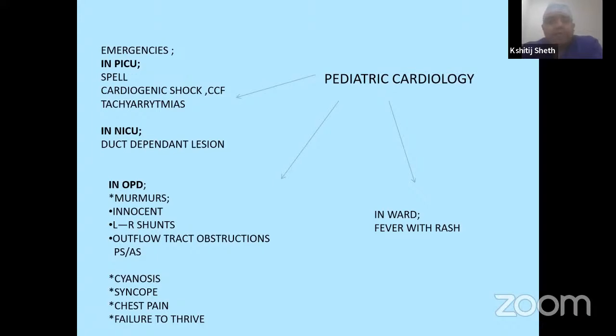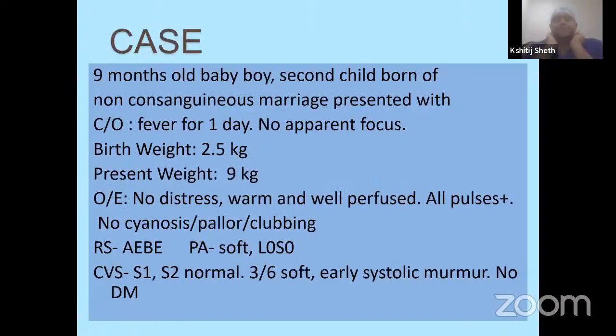In NICU, we see patients with duct-dependent circulation, like duct-dependent systemic circulation, severe coarctation, or left ventricular outflow tract obstruction. Or sometimes we see pulmonary atresia. In PICU, we have patients in emergencies like cyanotic spell, cardiogenic shock, cardiac failure, arrhythmias. This is all that is included in pediatric cardiology. So we'll come to the first case.